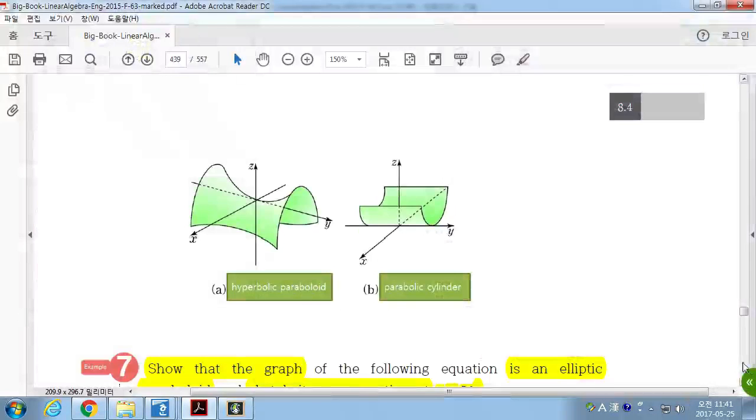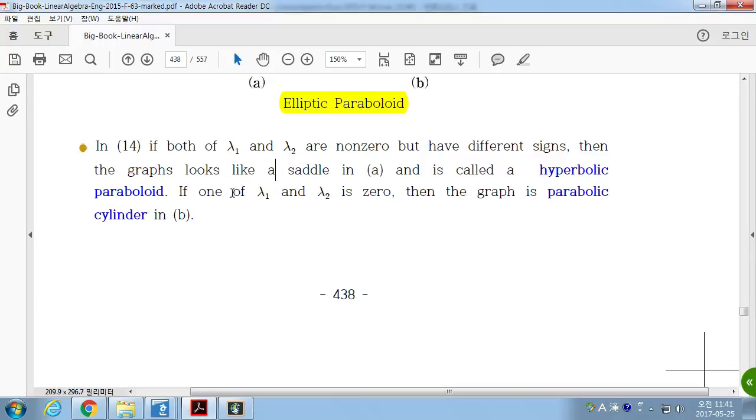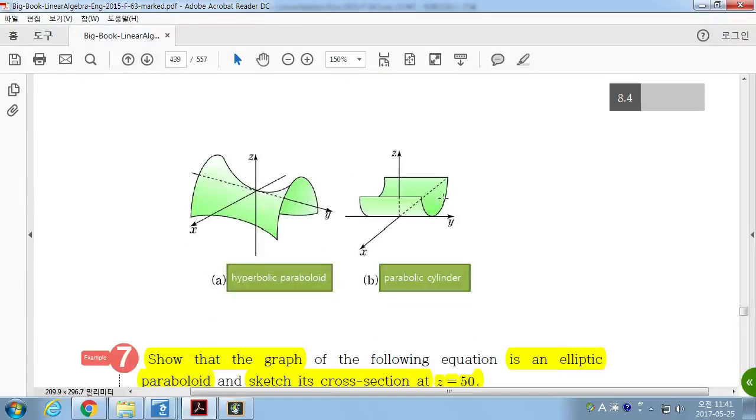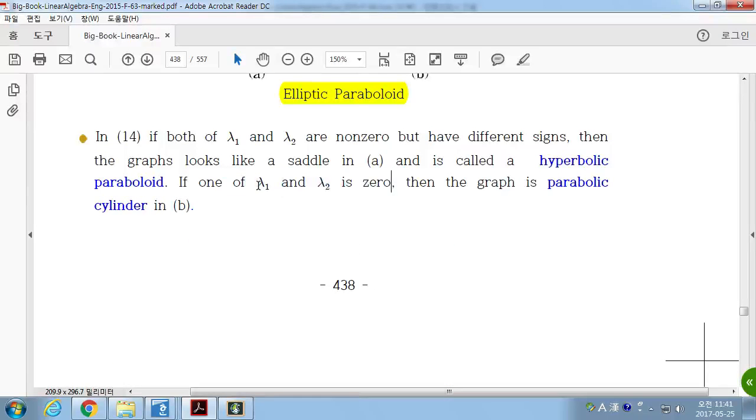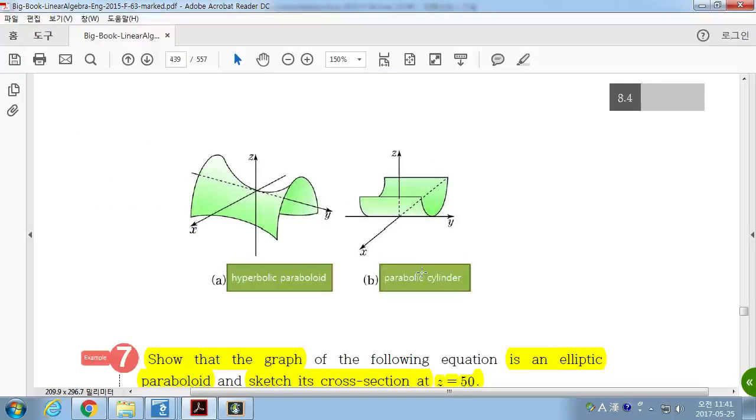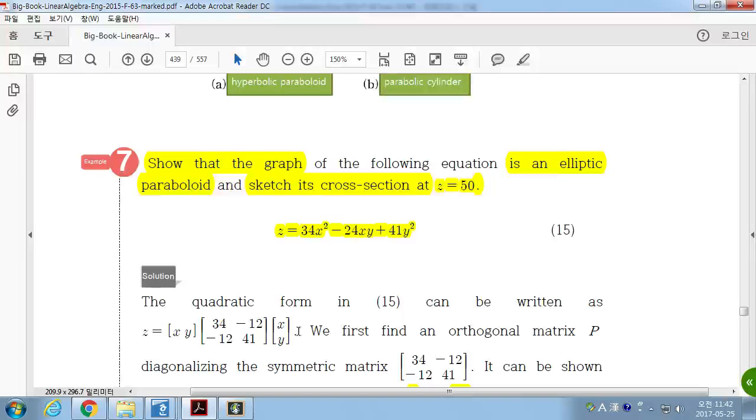So it's a saddle point. If one of these lambda is 0 and the other is not 0, then what will the graph look like? Like this. This is a parabolic cylinder. If one of lambda 1 and lambda 2 is 0 and the other is not 0, then we will have these forms.